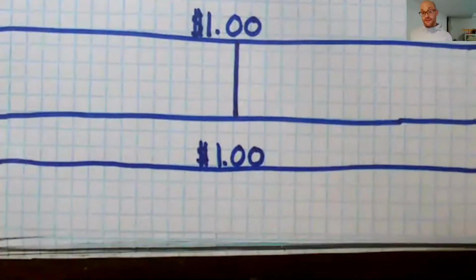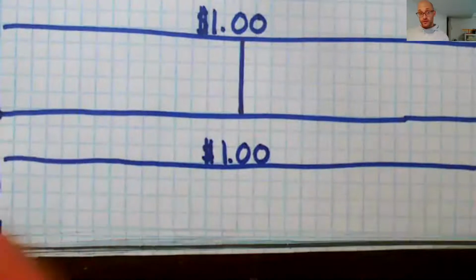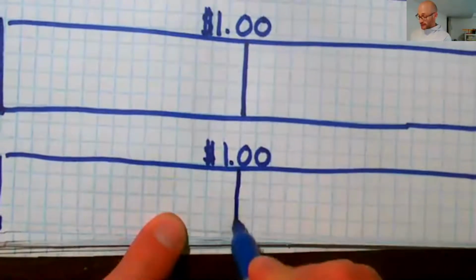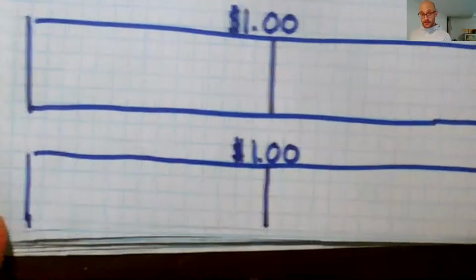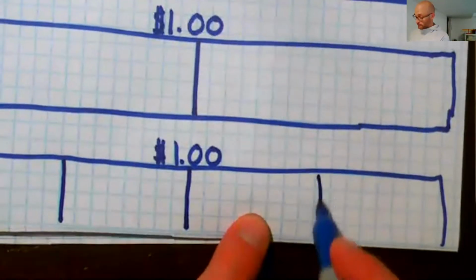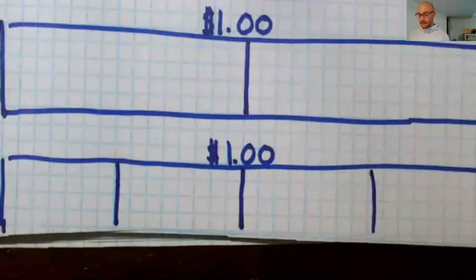And this time we're going to split this one into 4 equal pieces. And I'm going to show you a little trick to splitting things into 4 equal pieces. I'm going to split it in half just like I did before. And then I'm going to split each one of these halves into halves. Just like that. Now we have 4 equal pieces to make $1.